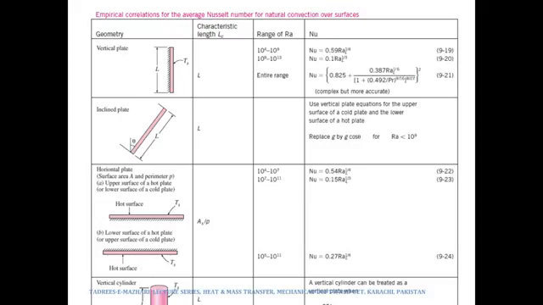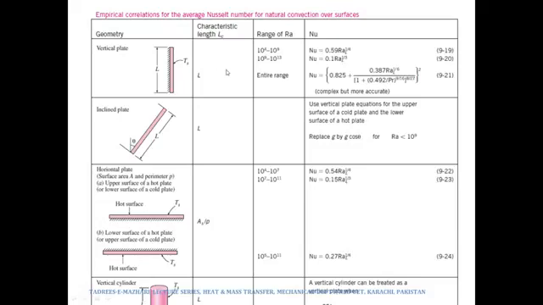Over here, this is a table which I have taken from Yunus Cengel, and there are various geometries provided over here, and the second column is that of the characteristic length. So this is what I was talking about a little bit earlier, that in some cases it would simply remain the length of the surface. However, in some cases the characteristic length would be calculated by taking the ratio of the area to the perimeter.